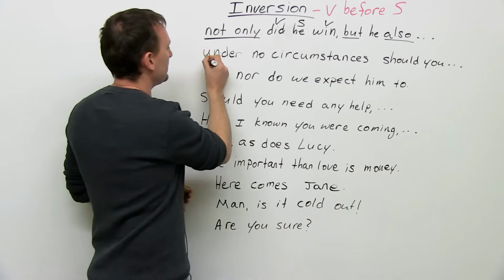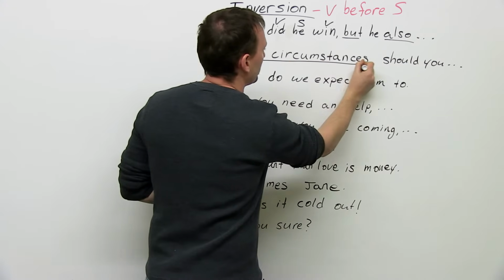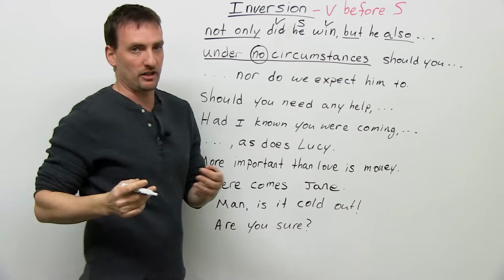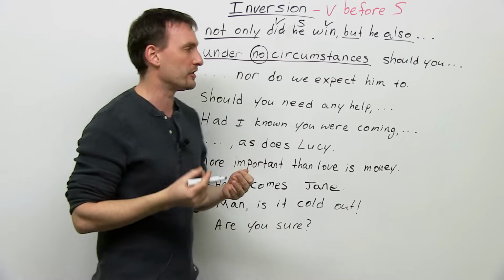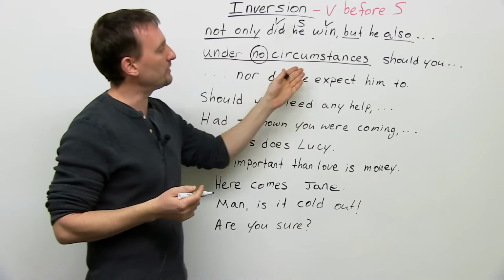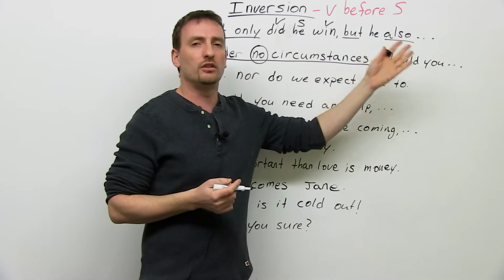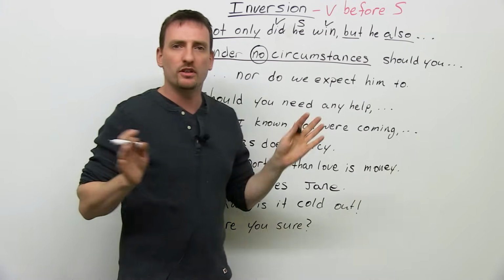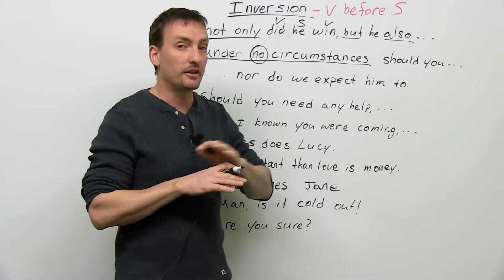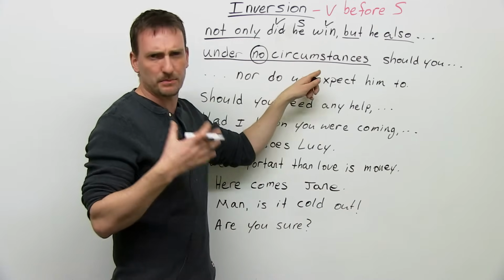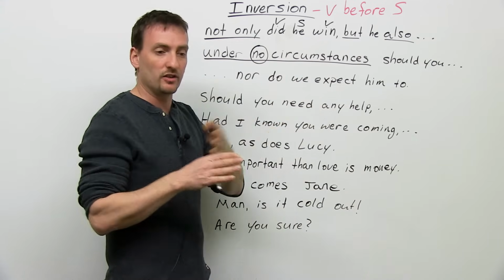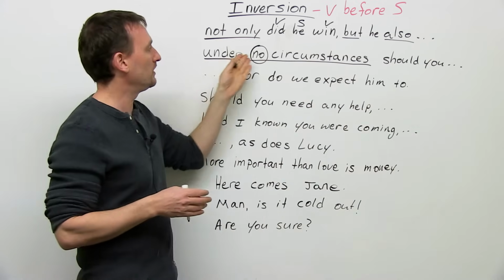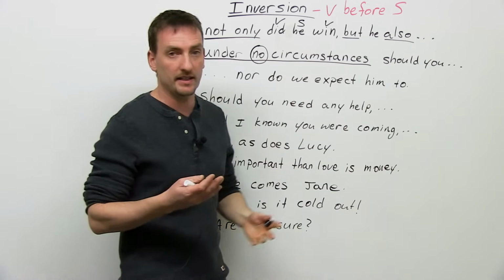Under no circumstances. This is another expression that you'll see regularly. And again, we're looking at the negative construction, which is why we're looking at the inversion. Under no circumstances should you call her, call him, okay? Whatever you do, don't call. Under no circumstances. Circumstances, basically situation. In no situation should you call. In no situation. Same idea.